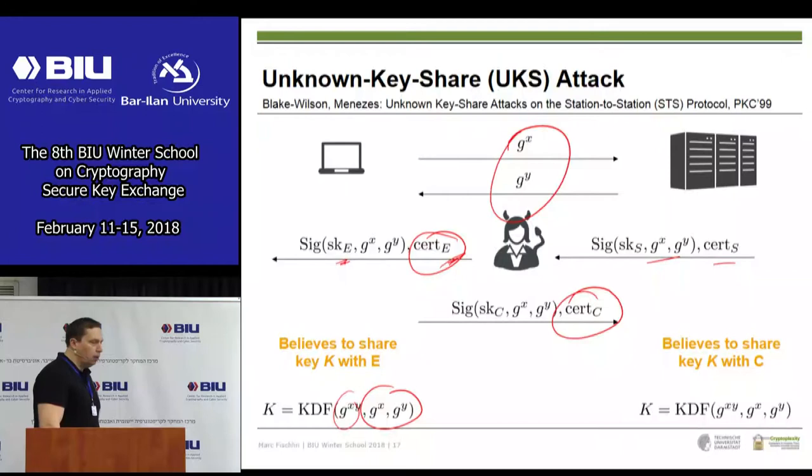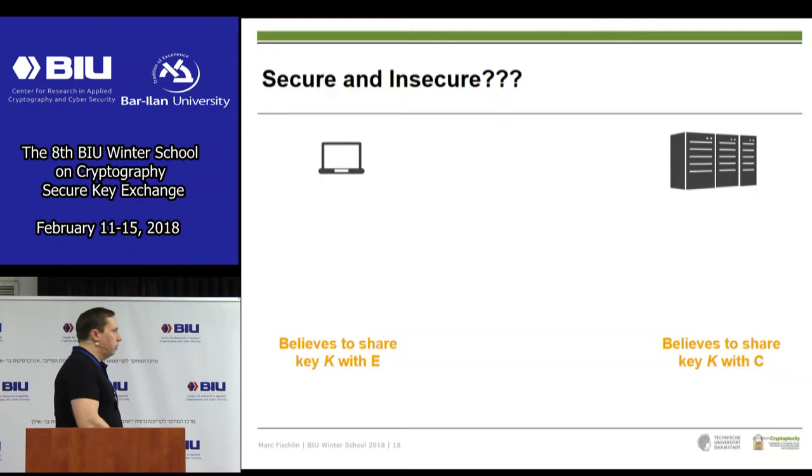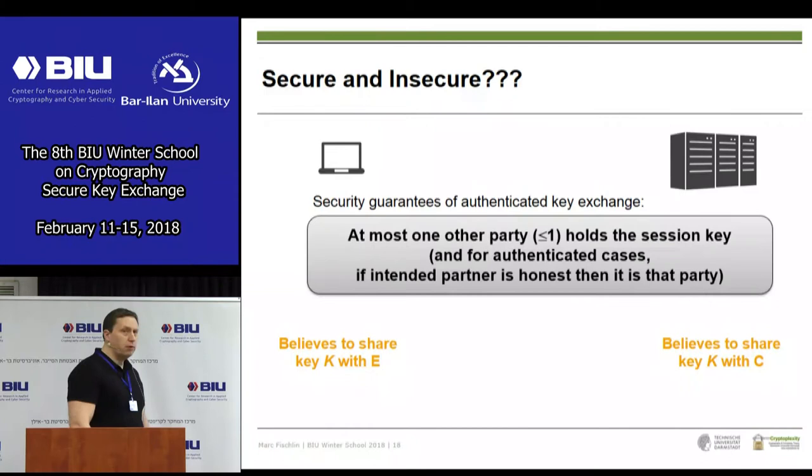If you recall, I gave you the informal interpretation of what authenticated key exchange provides you: at most one other party holds the key, and if you talk about authentication on one side or both sides, then the intended partner is really that party holding the key. So let's look at how this fits into UKS attacks. The client believes to share a key with Eve. Oh, sorry, maybe I should start with the easier case. The server believes to share a key with the client. Now, from the server's perspective, there's at most one other party holding the key. The adversary in this unknown key share attack has no clue about the key. Yeah, there is at most one other party holding the key, fine.